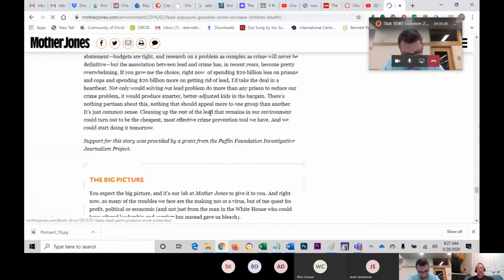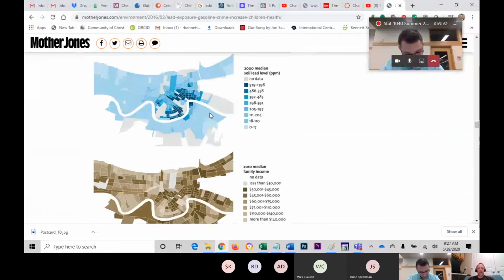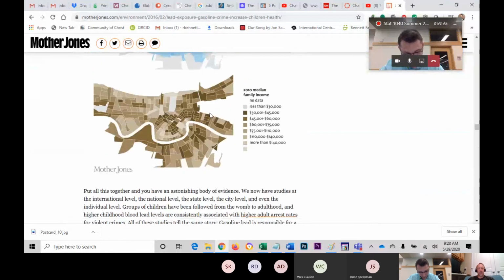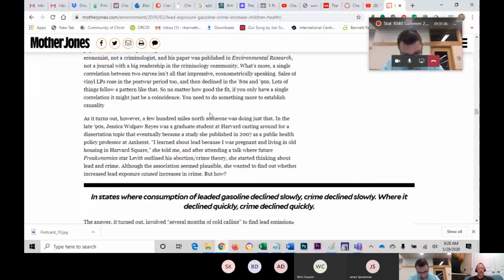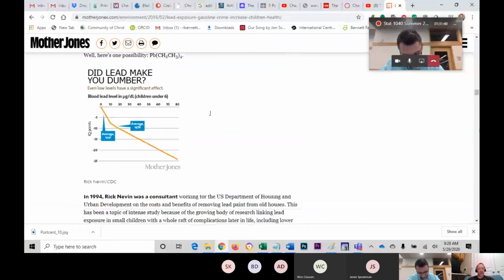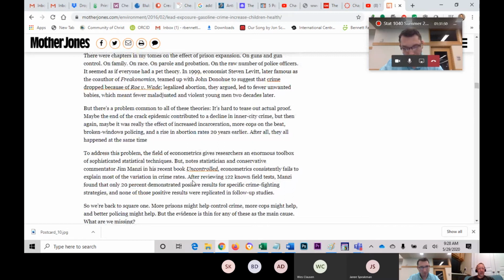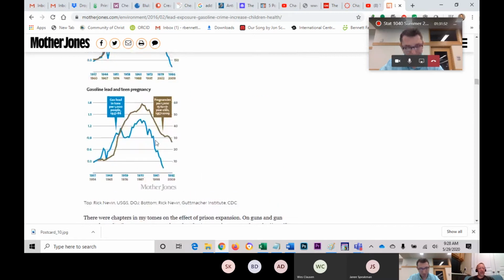Never mind. But at any rate, it does appear that there is a link between crime rates and the amount of lead that people are using. Oh, this is a little bit different. Does lead make you dumber? And it appears the answer is yes. It really affects the brain. Oh, this is that graph.